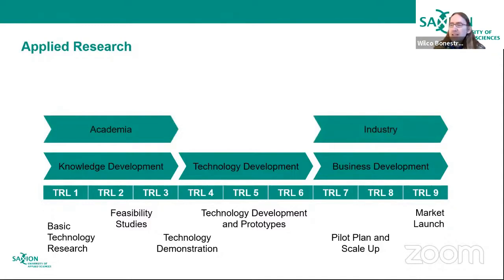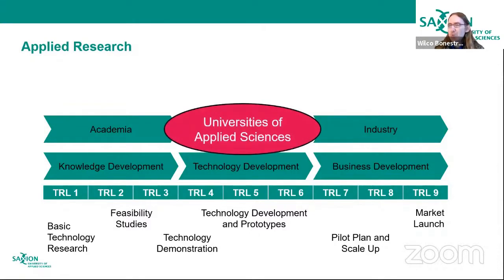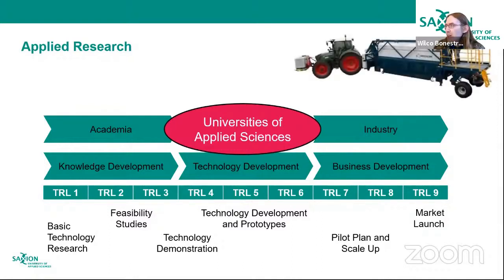Universities are typically on the left side of the picture. So the fundamental science, industry is on the right part, so making money out of it, and basically we're somewhere in between. So what we typically do is take new initiatives that are developed, try to make prototypes, and hand it over to companies or work together with companies so they can make products out of it. I will show some examples of things we are working on.